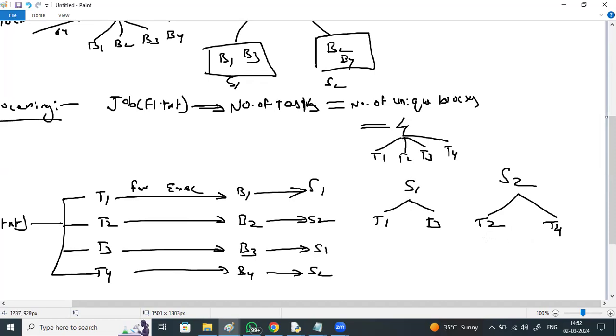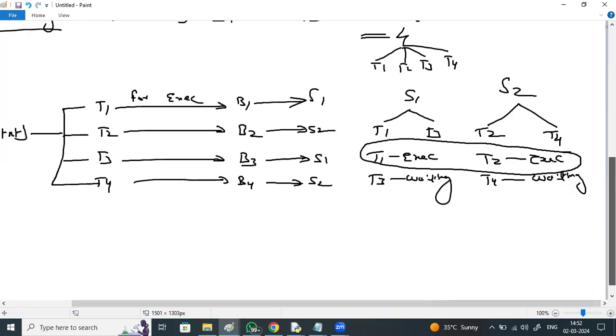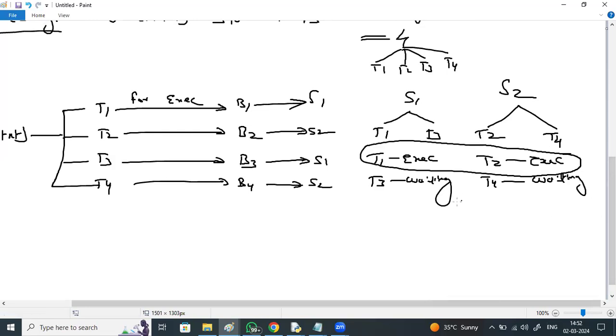S2 executing T2 and T4. So when T1 is executing, T3 will be in the waiting state. Here in S2, when T2 is executing, T4 will be in the waiting state. Means here only these 2 tasks are executed parallelly. Remaining 2 tasks are in the waiting state. Once the first task execution is completed, then only the other task will be executed. So here you can see less speed because some tasks are in the waiting state.